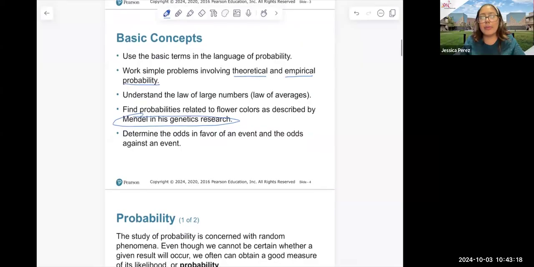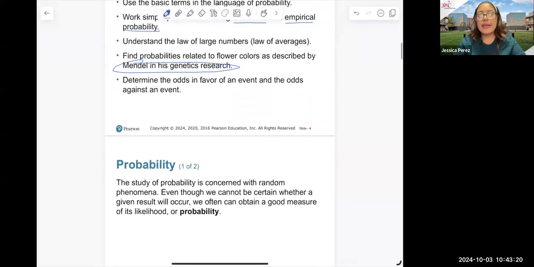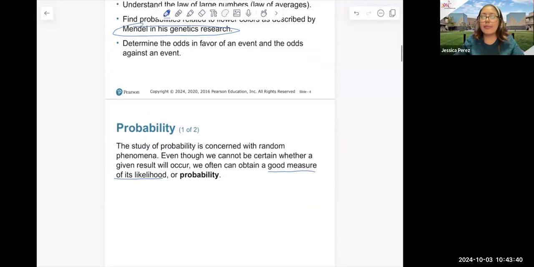So let's define probability. The study of probability is concerned with random phenomena. Even though we cannot be certain whether a given result will occur, we often obtain a good measure of its likelihood, or a probability. So what it does, it gives us a good measure or a likelihood of an event. That is a probability.